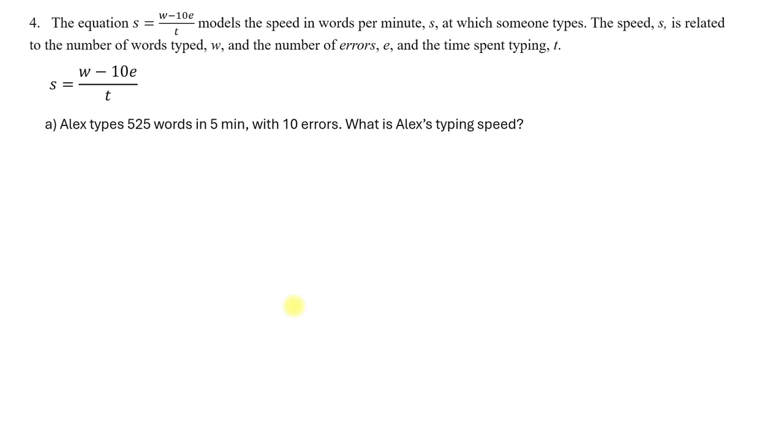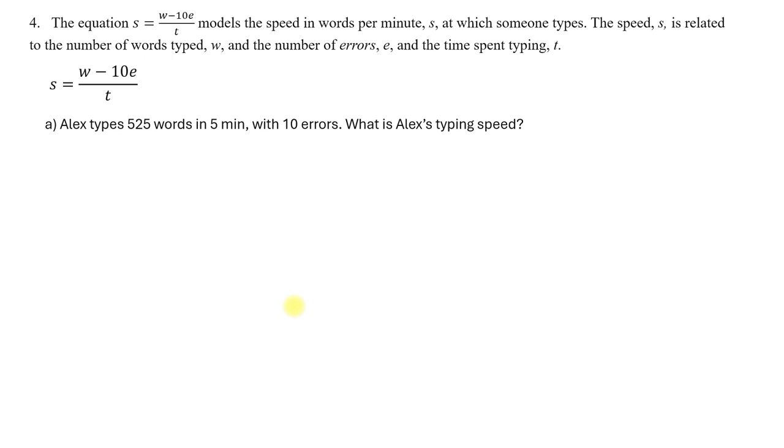This equation, S = (W - 10E)/T, models the typing speed in words per minute, where S is the speed, W is the number of words, E is the error, and T is the time spent typing. So we'll restate the equation just in slightly bigger letters here. S = (W - 10E)/T.